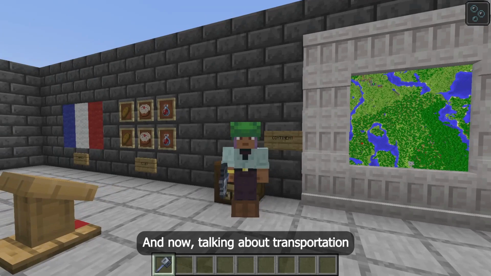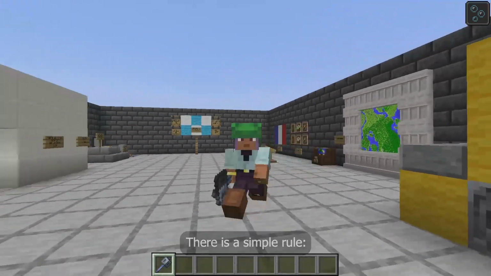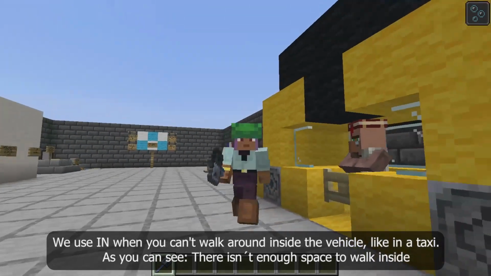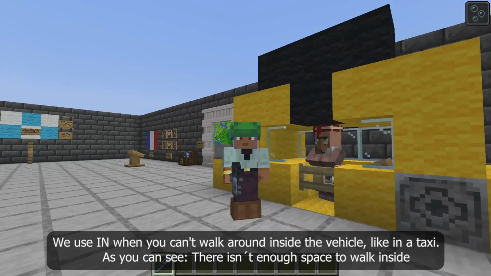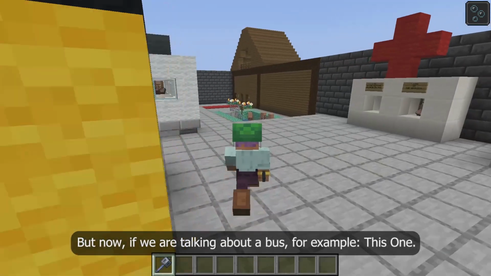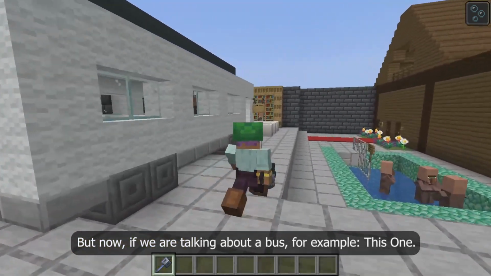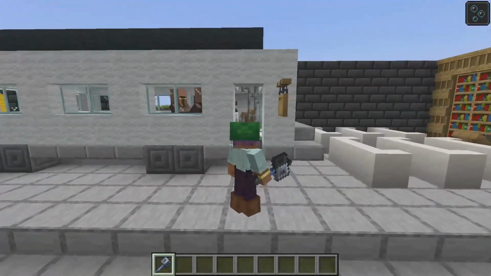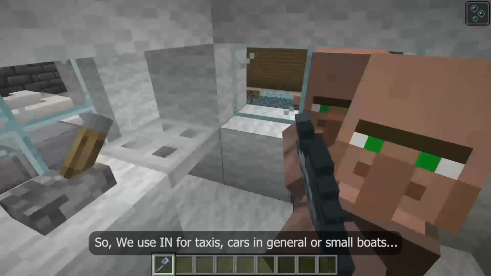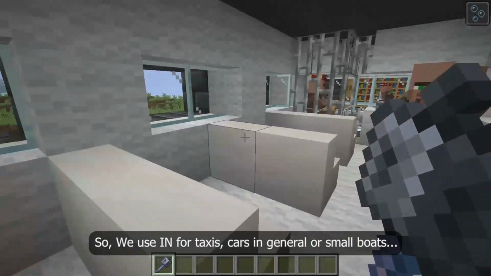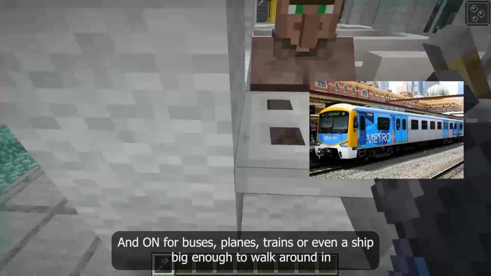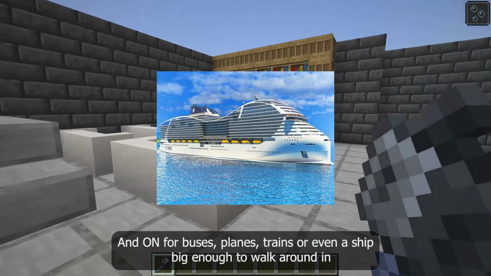And now, talking about transportation, there is a simple rule. We use in when you can't walk around inside the vehicle, like in a taxi. As you can see, there isn't enough space to walk inside. But now, if we are talking about a bus, for example, this one, if I get on the bus, you can see people walking around inside. So, we use on. We use in for taxis, cars in general, or small boats. And on for buses, planes, trains, or even a ship big enough to walk around in.